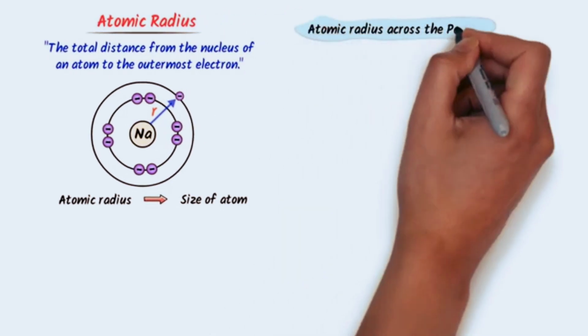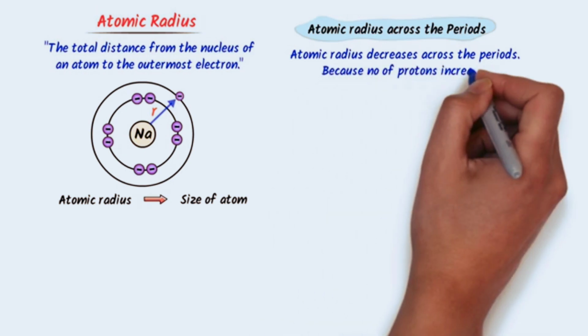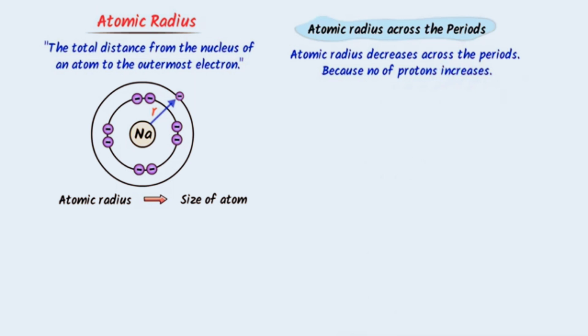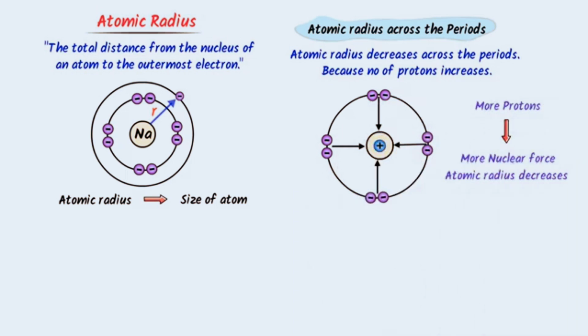Now we will learn the trends of atomic radius across the periods. Remember that atomic radius decreases across the period. I mean, when you move from the left to the right in the periodic table, atomic radius decreases. It is because the number of protons increases. We know that electrons have negative charge and protons have positive charge. More protons means more positive charge. Hence, more positive charge pulls the electrons towards the nucleus and atomic radius or atomic size decreases. Thus, we say that atomic size decreases across the period from left to right.